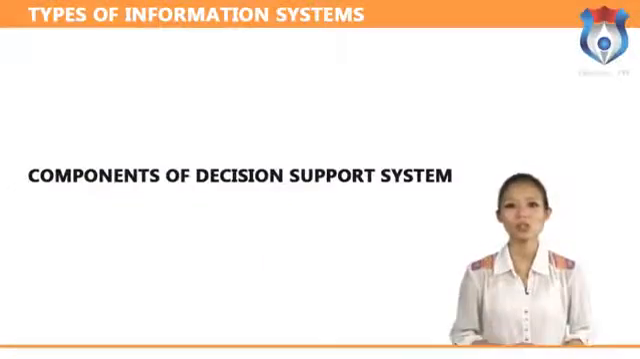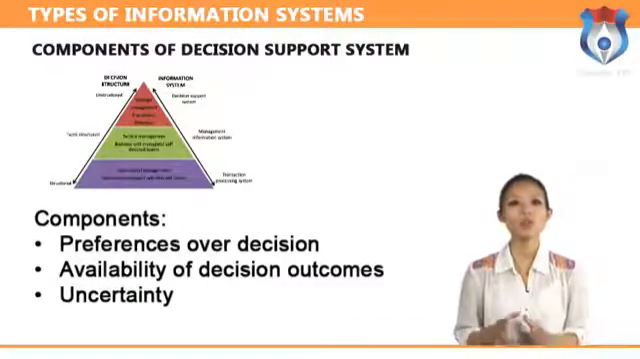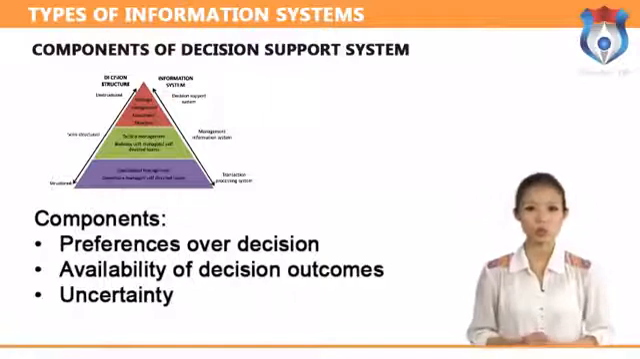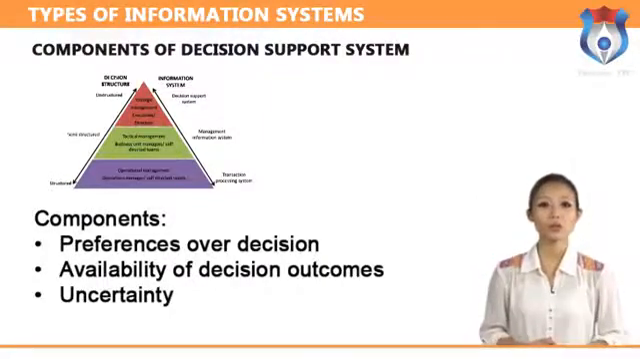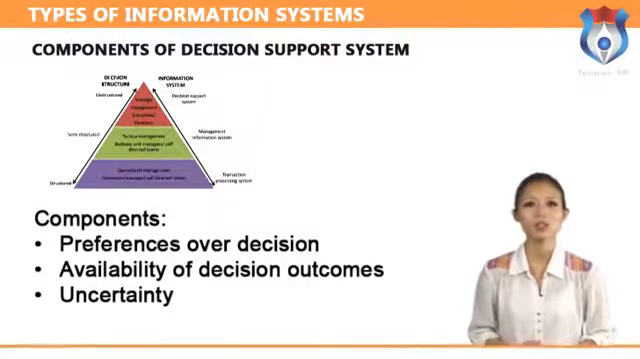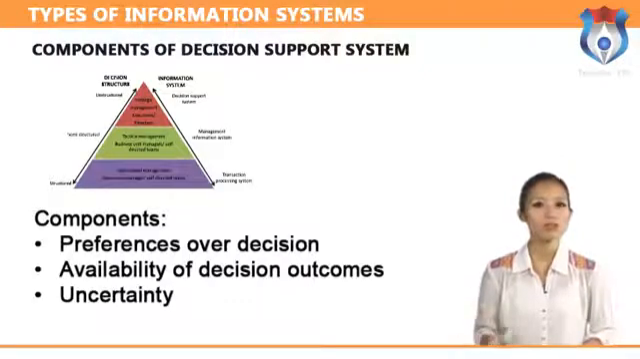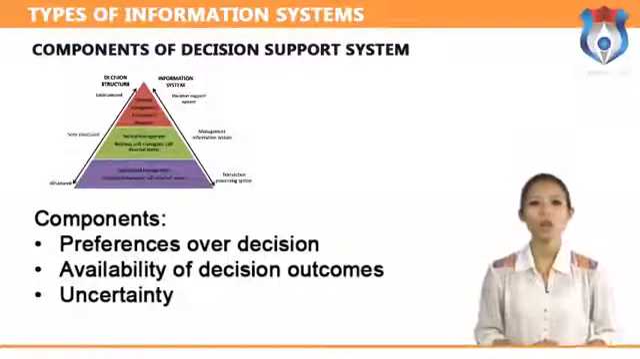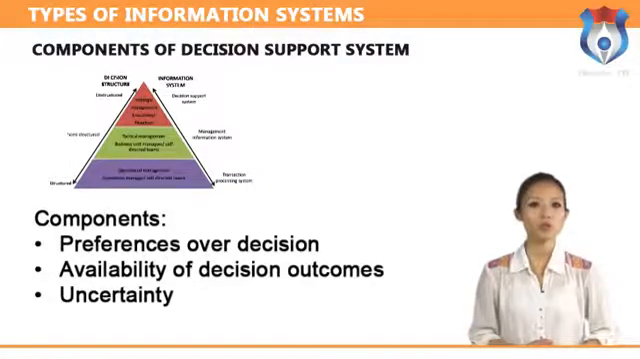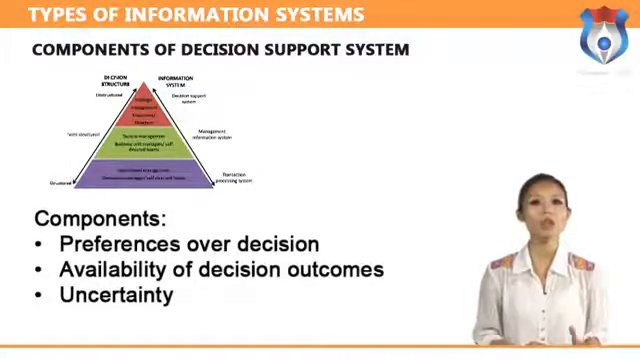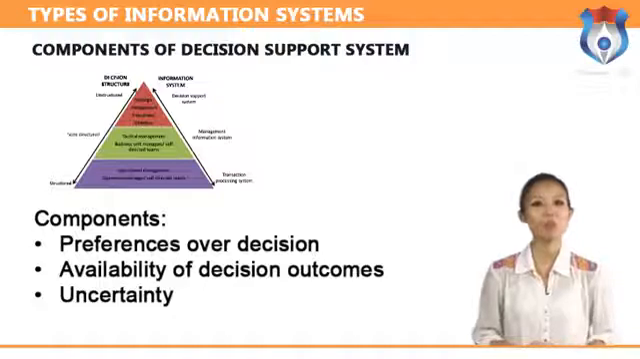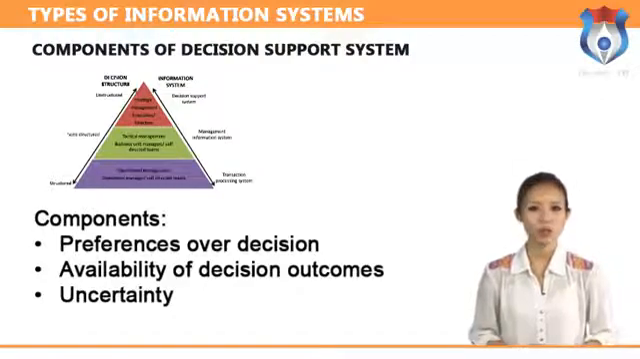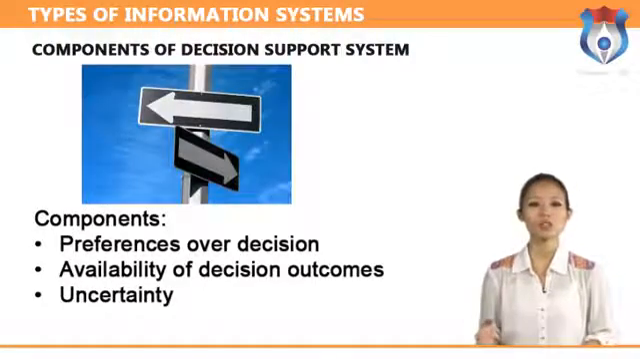Components of decision support system. The components of a decision support system include preferences over the decision objectives, availability of decision outcomes, and measures of uncertainty over any variables that may influence a decision. Preferences over decision objectives represent the items a company or individual deems most important in terms of decision outcomes.